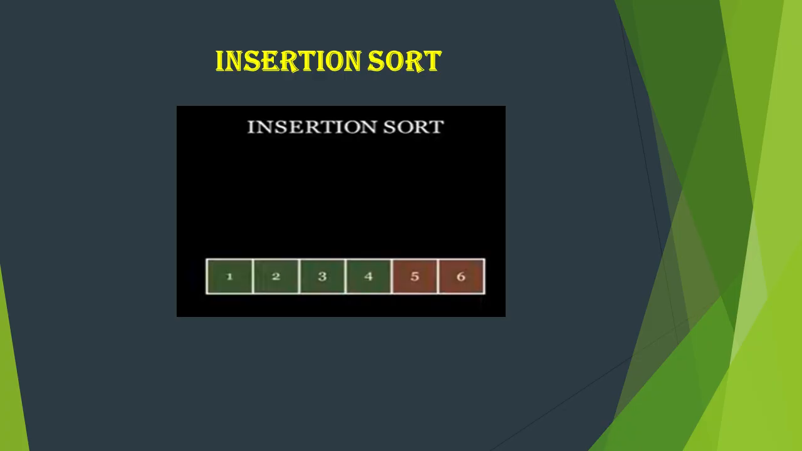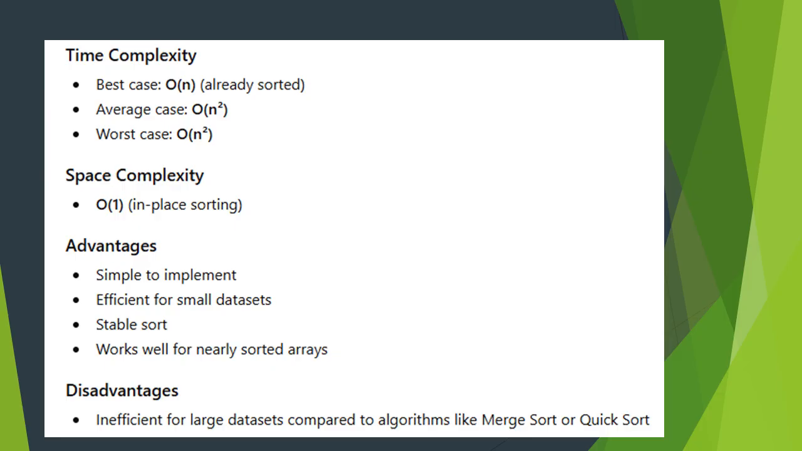The time complexity of this algorithm is, in the best case, order of n, which is when it is already sorted, and the average case is order of n square, and the worst case is order of n square. The space complexity is order of 1.